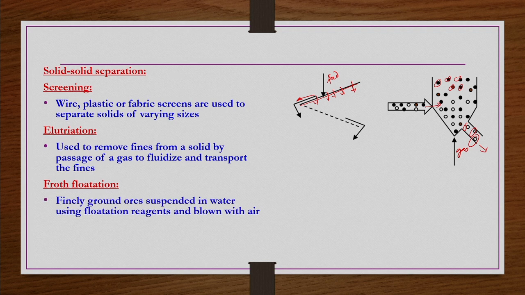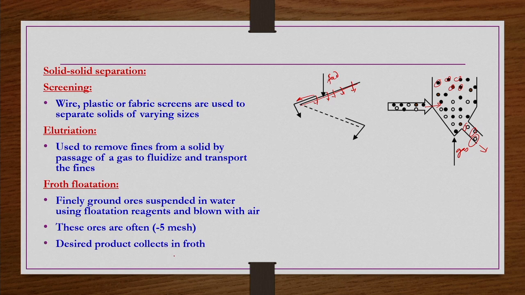In this operation, finely ground ores are suspended in water using flotation reagents and blown with air, so that the fine, lighter material, ores etc., are suspended at the top along with the froth, whereas the heavier mud, dirt etc. settle at the bottom of the flotation cell and are discarded as tailings. These ores often have size minus 5 mesh. The desired product collects in the froth like this.